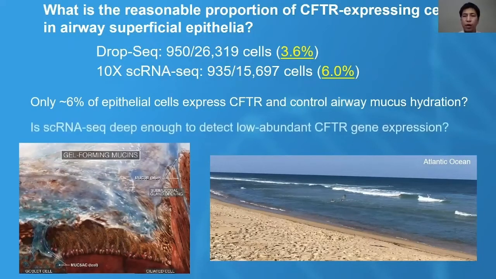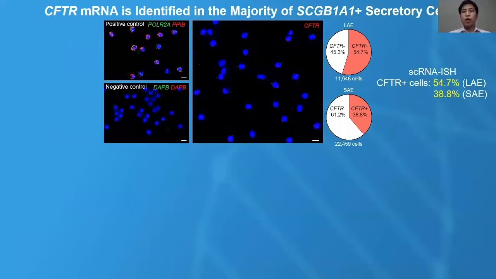Also, drop-off is a well-known technical limitation in the single-cell RNA sequence technology to detect low-abundant gene expression. So we suspected single-cell RNA sequence may not be sensitive enough to detect all the CFTR expression. So then to figure out the potential sensitivity issue in single-cell RNA sequence, we tried to quantify CFTR gene expression in each major airway epithelial cell type with a more sensitive method.